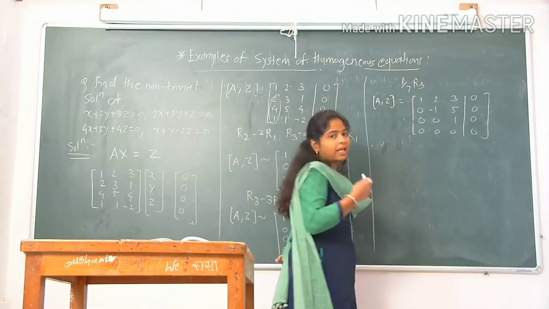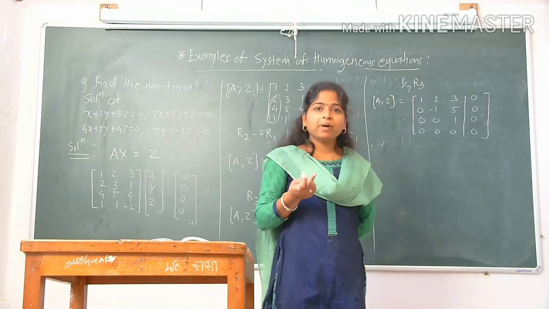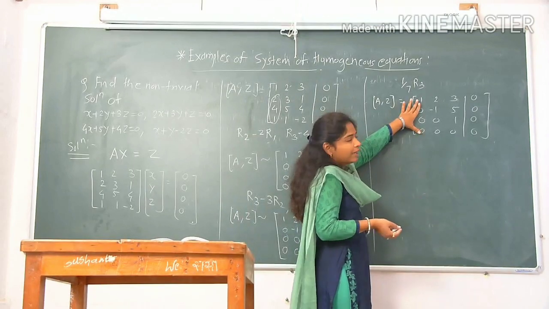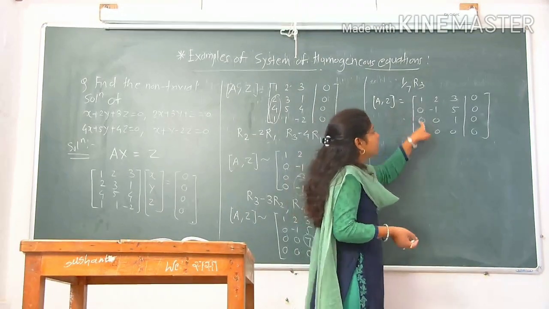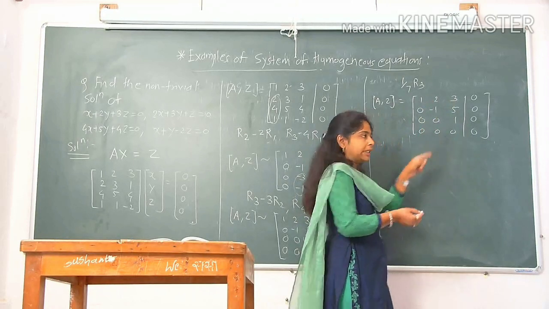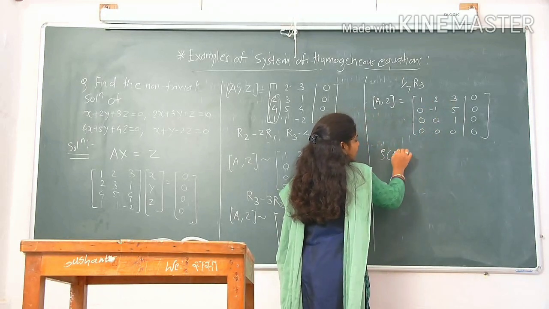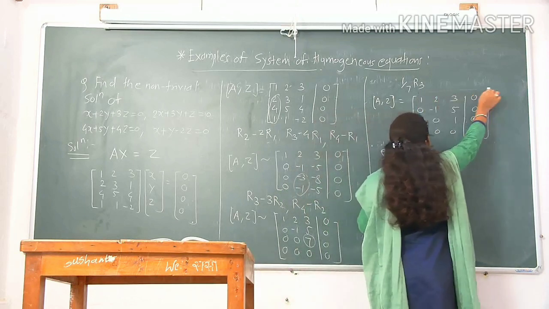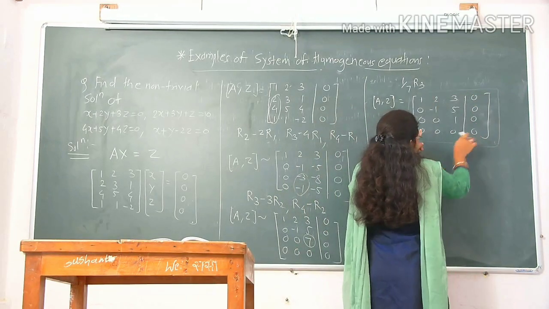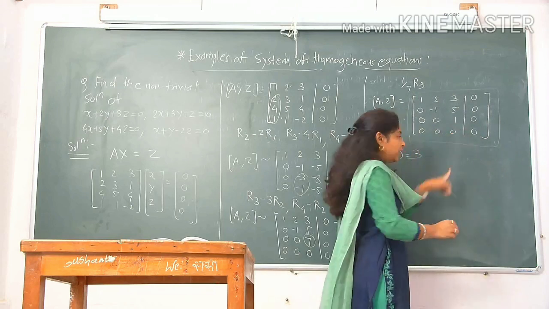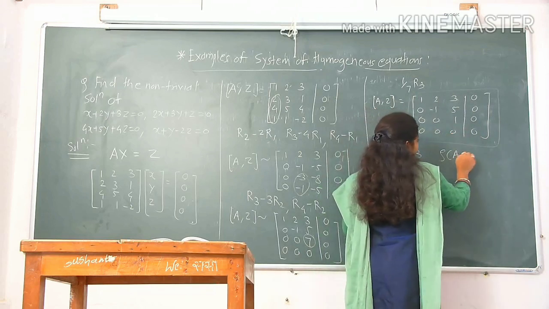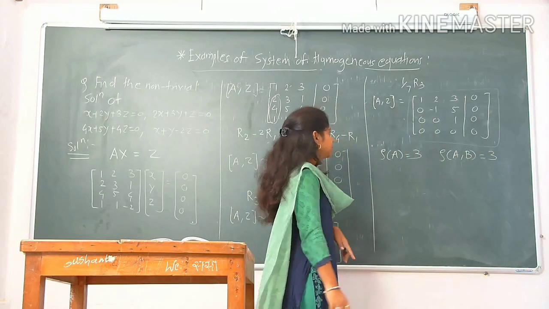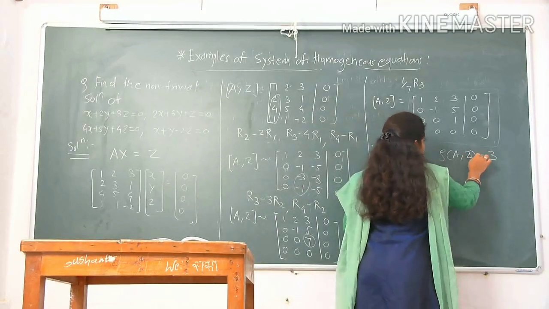Now we find the rank of matrix A and rank of augmented matrix AZ. So here first we find rank of matrix A. Here the number of non-zero rows is equal to 3. Therefore we get rank of matrix A is equal to 3. And the number of non-zero rows in the whole augmented matrix AZ is also 3. Therefore we have rank of augmented matrix AZ is equal to 3.